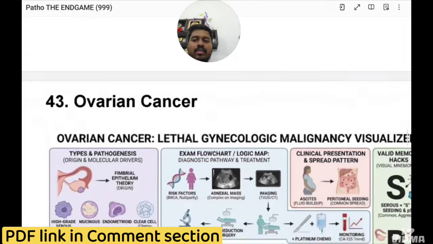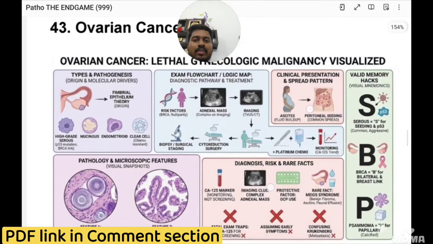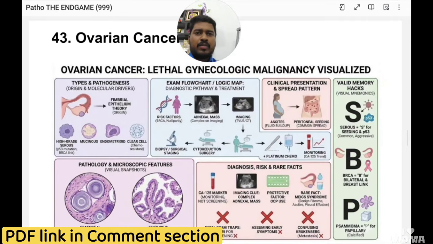Next topic will be malignancy again, ovarian carcinoma. One more very high yielding topic from pathology as well as OBG is ovarian carcinoma. Basically, there is something called the fimbrial epithelium theory. That is, ovarian carcinoma doesn't arise from the ovary, but actually from the fimbria of the fallopian tube. So these cells detach and go onto the ovary and settle and cause ovarian cancer. That is the fimbrial epithelium theory, and there is also one more applied aspect of it which I will be telling later on.